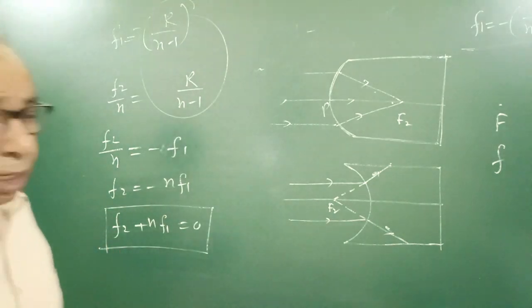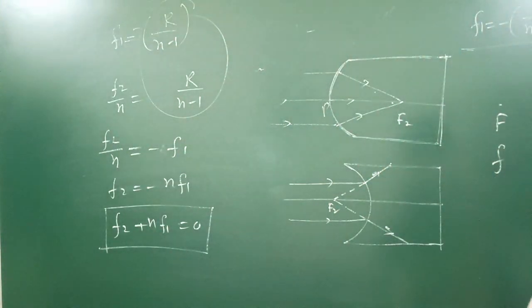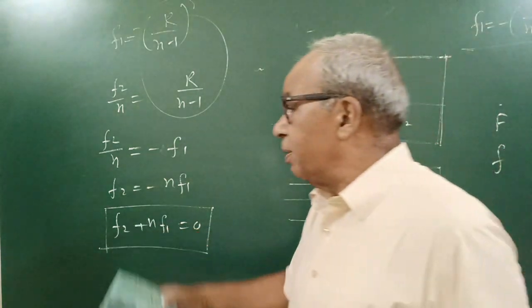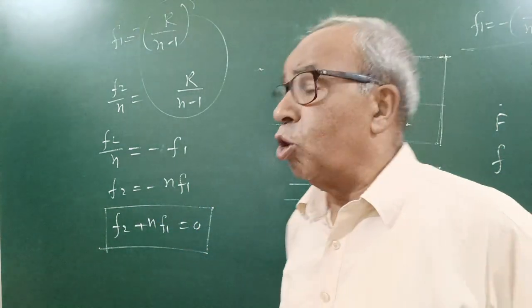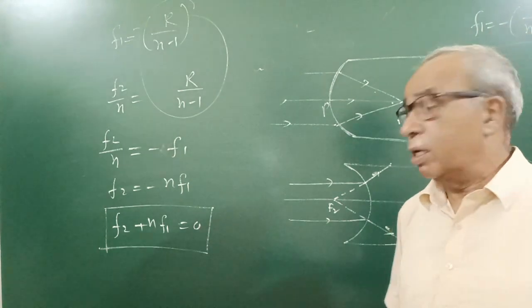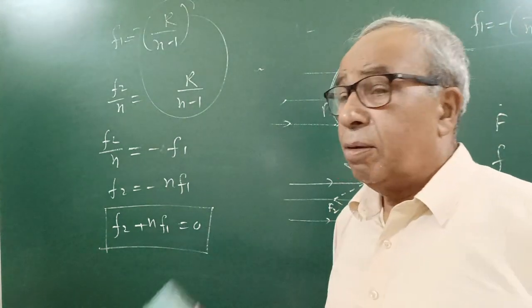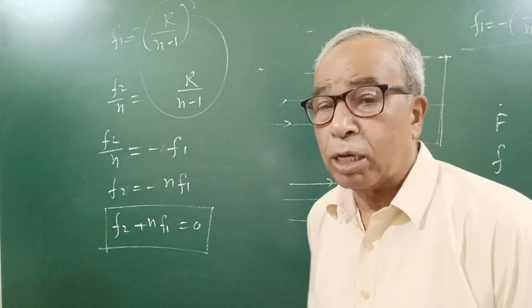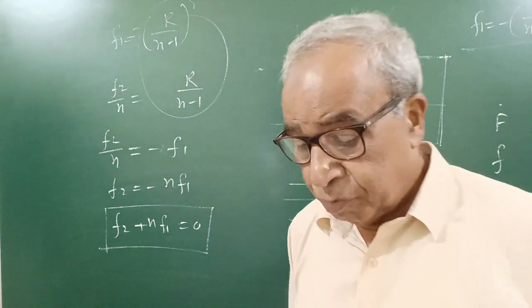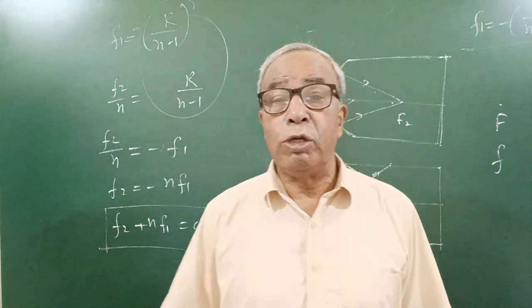This question has been asked in a competitive exam, and there actually n is different. So they started for monochromatic light, meaning light of one color. f1, f2 are the focal lengths of the first and second focus. Then prove this thing. I hope you will enjoy this.